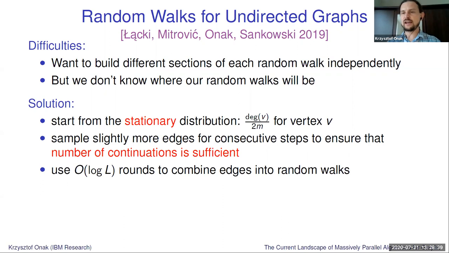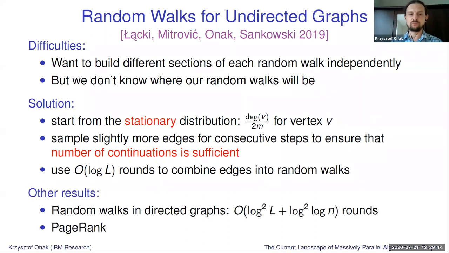Because if we start from the stationary distribution on the graph, then we know more or less that after a specific number of steps the distribution of where the random walks are is going to be very close to the stationary distribution as well, with a proper amount of samples. So we can slightly oversample for the second part of our random walk. And in general, we can do it recursively, oversampling slightly more and more for every step, so that there are enough edges and walks for farther parts of the random walk in order to continue.